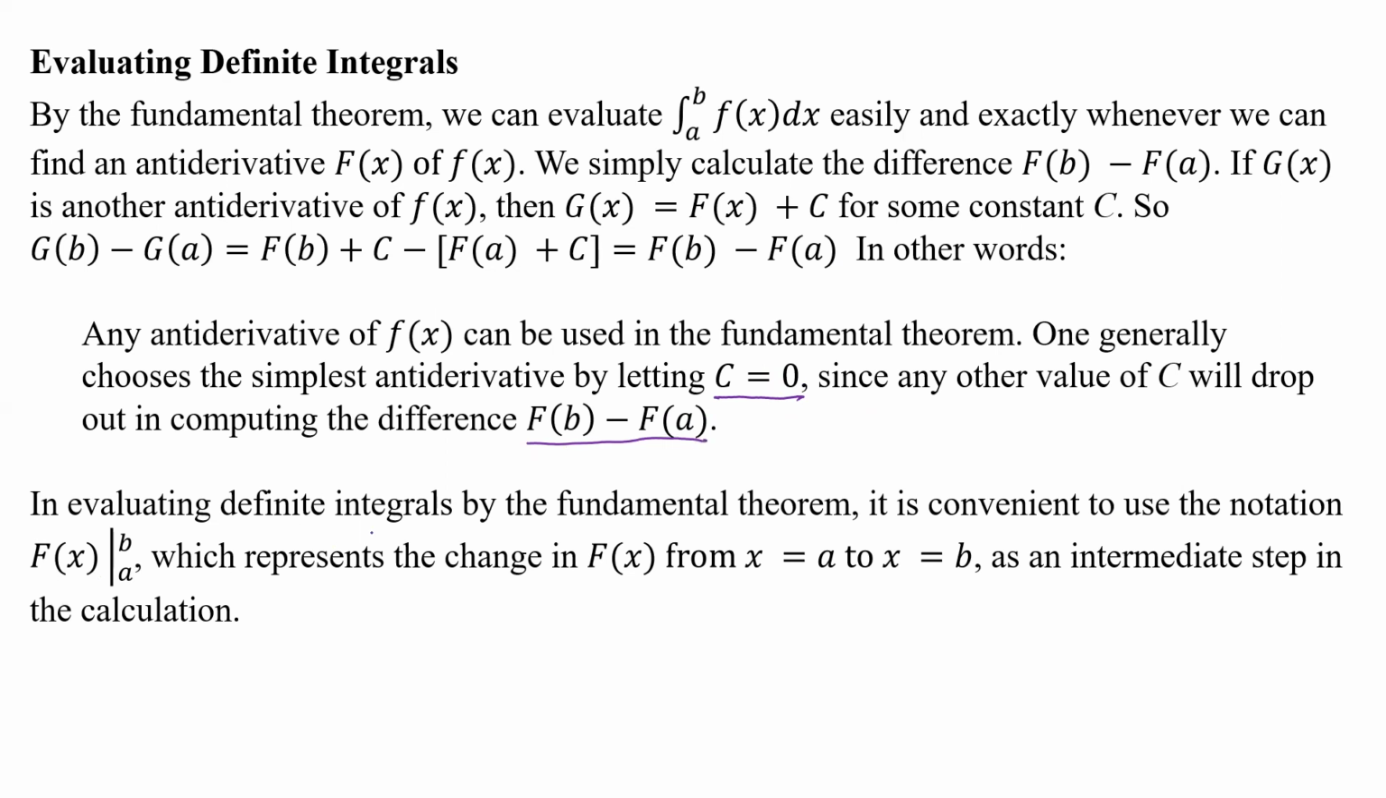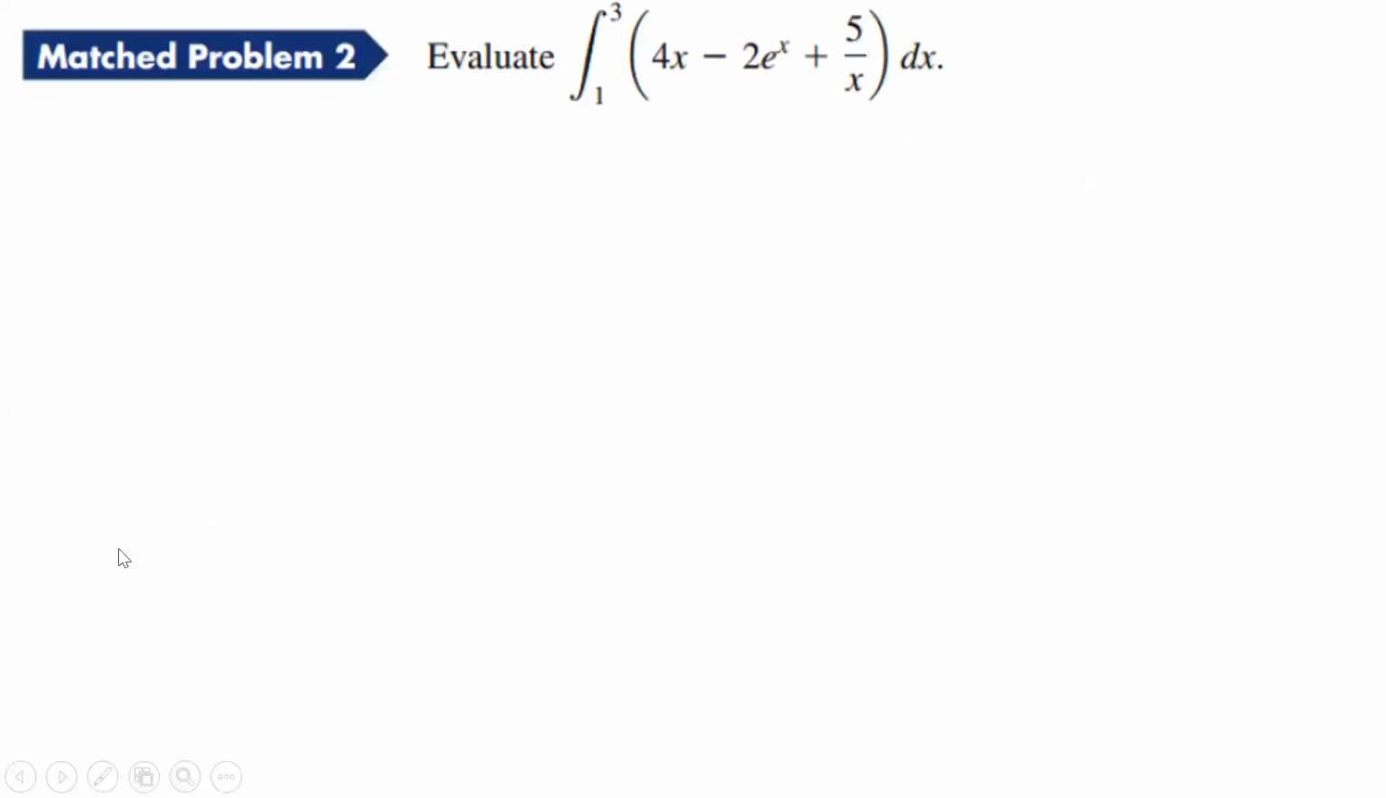Now, when we evaluate these definite integrals by the fundamental theorem, we're going to use the notation capital F of x with a line and a to b. We're saying we take whatever we integrated, get our antiderivative, and evaluate it from a to b. That's how we write it out, but basically it looks like F of b minus F of a once you do this.